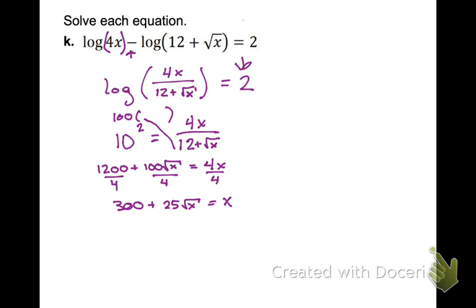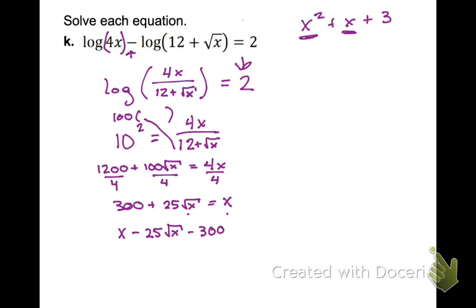Do you guys know we have a quadratic equation there? If I square the middle, do I get x squared? If I square x squared, do I get x? Yep. So we better set this equal to 0. So I have x minus 25 square root of x minus 300.